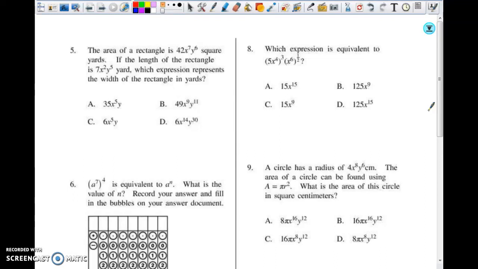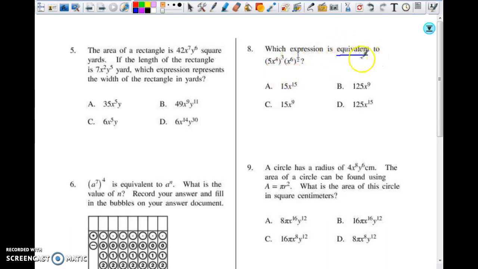It's asking which expression is equivalent to (5x^4)^3 times 6^6 times (x^6)^(1/2). So again, that's kind of a lot going on, and we know we're looking for something that's equivalent. So how will we know it's equivalent? They're going to be the same.